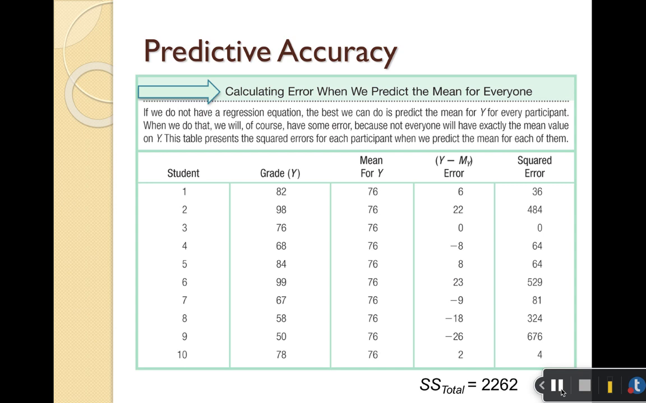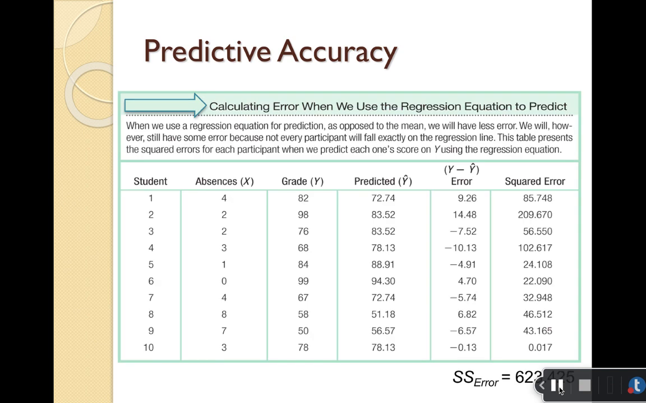I take their actual grade, I subtract my best guess of the mean for every single person, square that difference, sum it all up, and I get a sum of squares total of 2,262. So the question is, can I get this number down? Can I reduce some of the error by using the regression equation instead of just the mean for everyone?